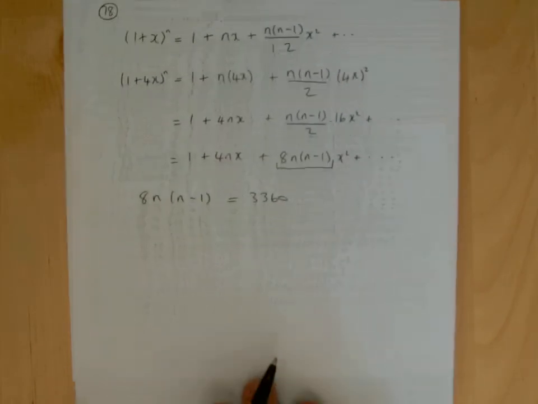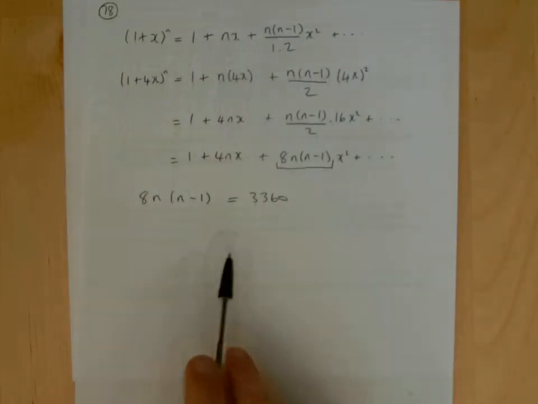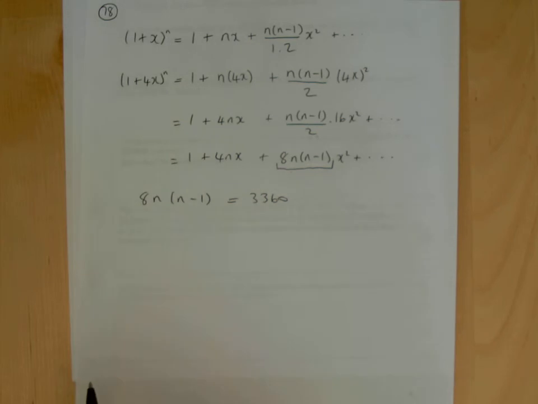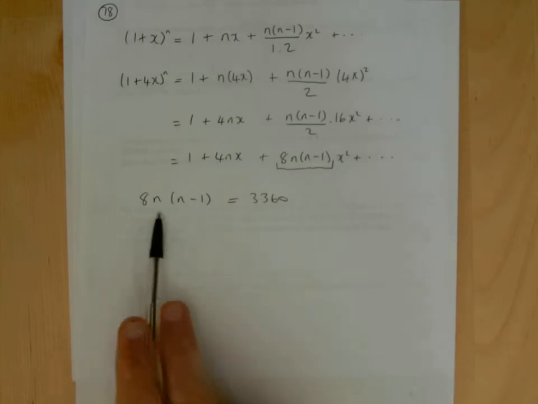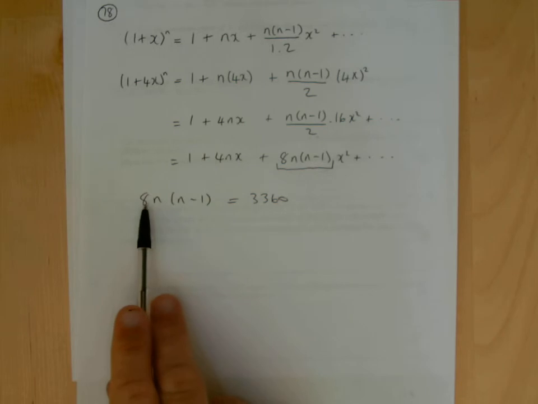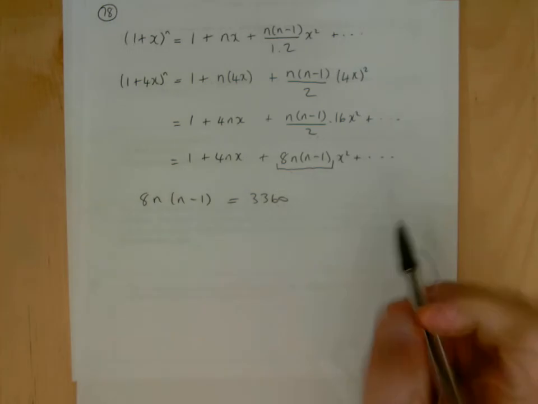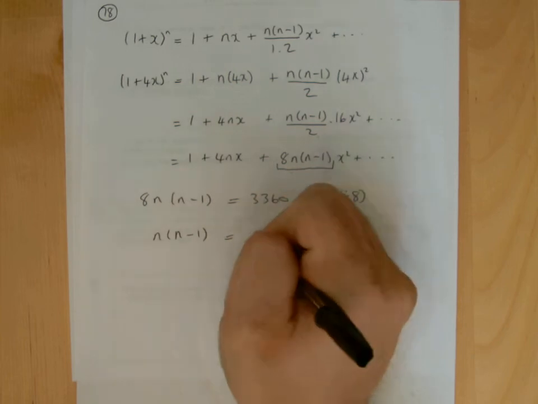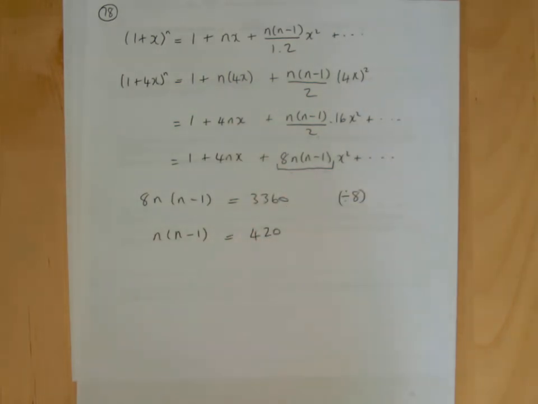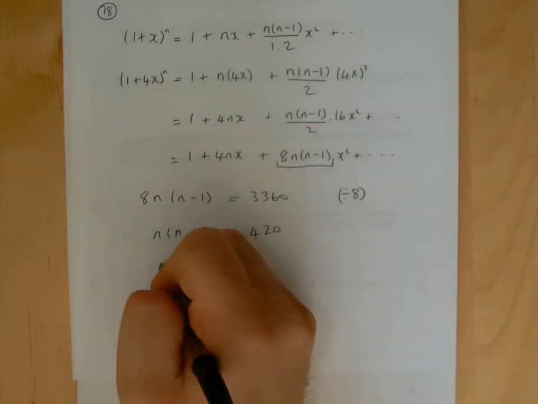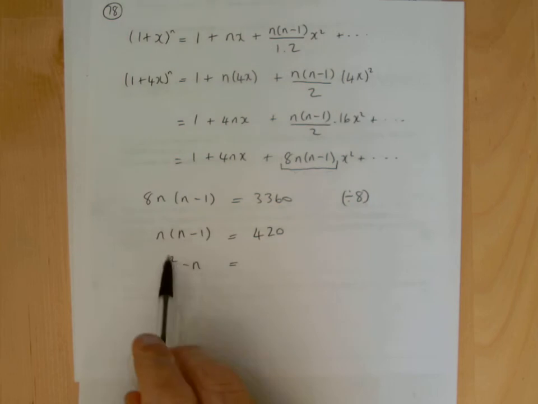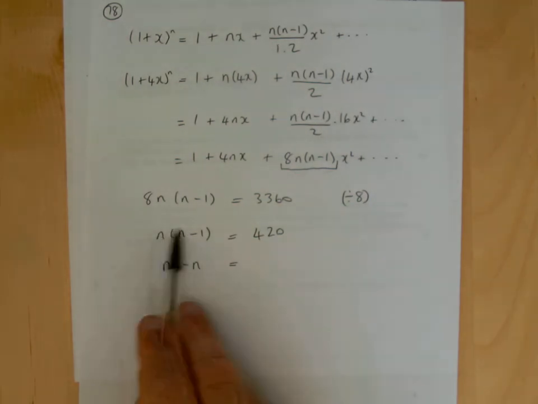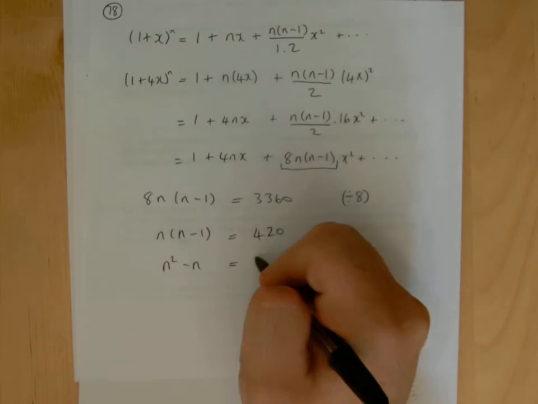When it comes to solving this for n, we might be thinking of multiplying that through, which is a wise thing to do. But before we do that, let's see if we can scale it down. Is there a common factor here? Does 8 go into that? What you find is it does. If we divide through by 8, we'll have n(n minus 1) equals, dividing 3,360 by 8, 420. Then it's a case of expanding this. So we get n squared minus n, n times n is n squared, n times 1 is n, equals 420.